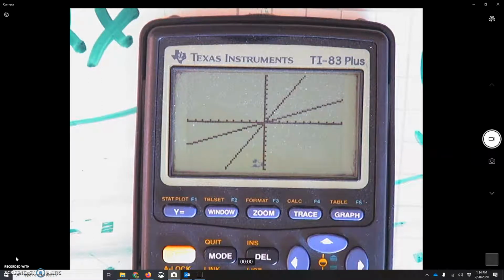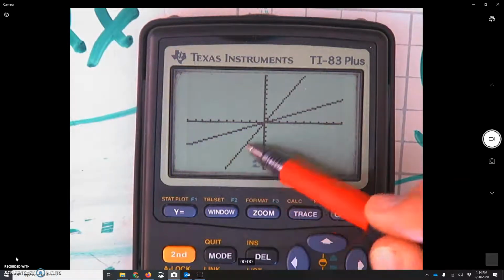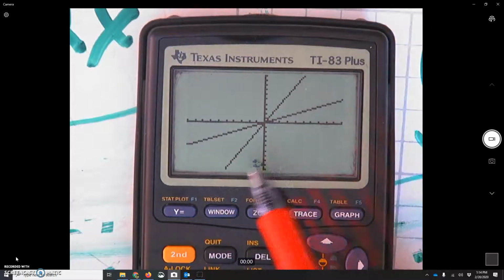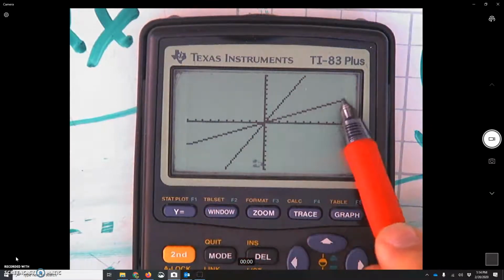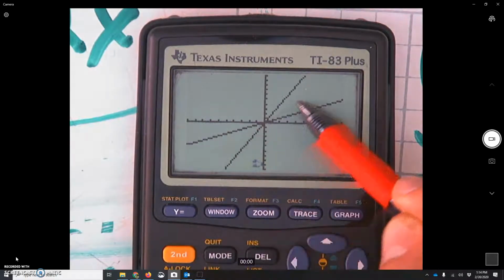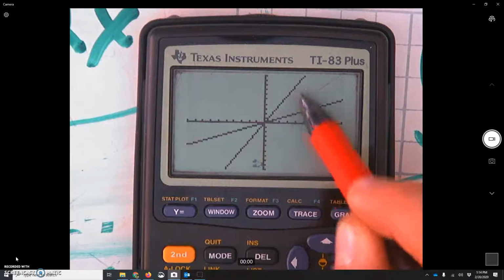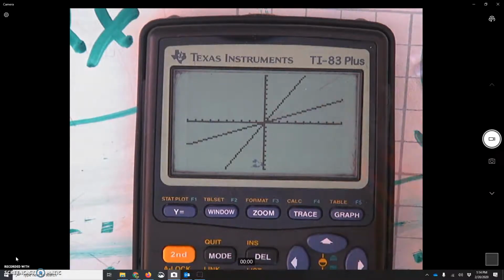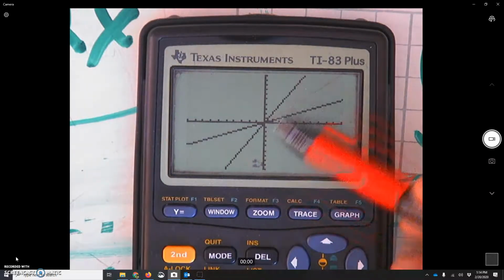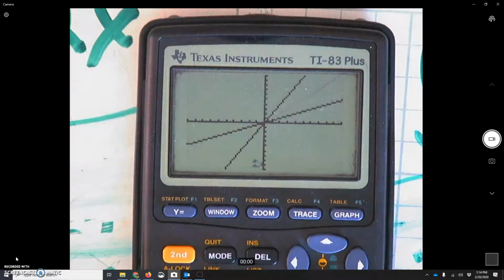So these are inverse graphs of one another. The original one's right here, coming up. The inverse is this one right here. An inverse function will always reflect over the line y equals x. So 1, 1, 2, 2, 3, 3, 4, 4, and so on. So you can see this graph is just basically flipped over that.